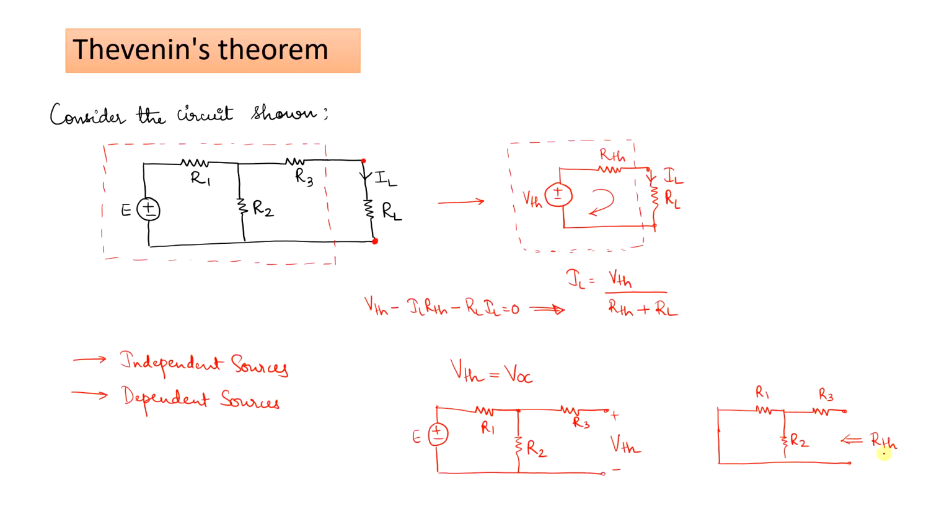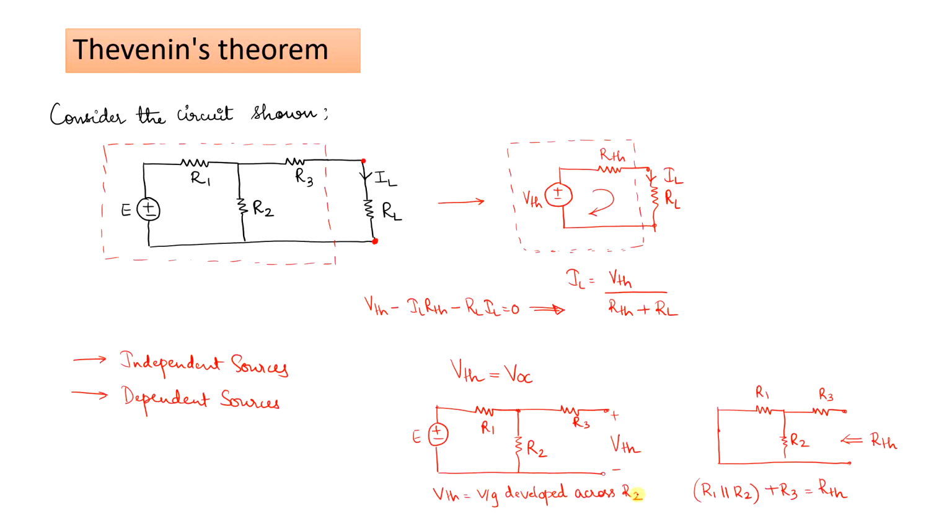If you observe here, you have R1 parallel with R2, and the resultant is in series with R3. This will be the value of R Thevenin. Whereas V Thevenin will be the voltage developed across the resistance R2, which in this case can be computed using the voltage divider rule.